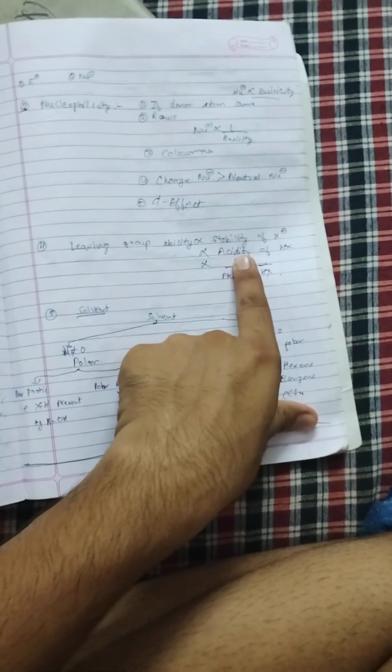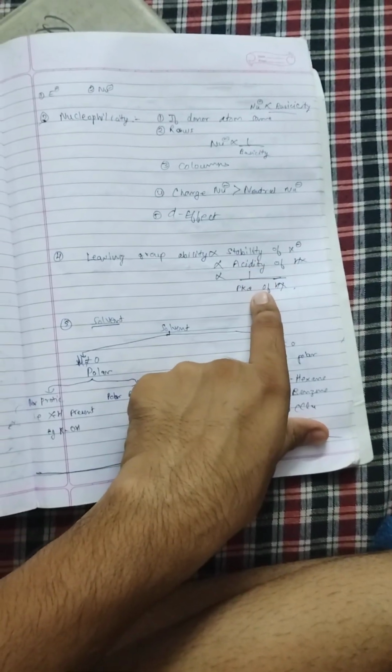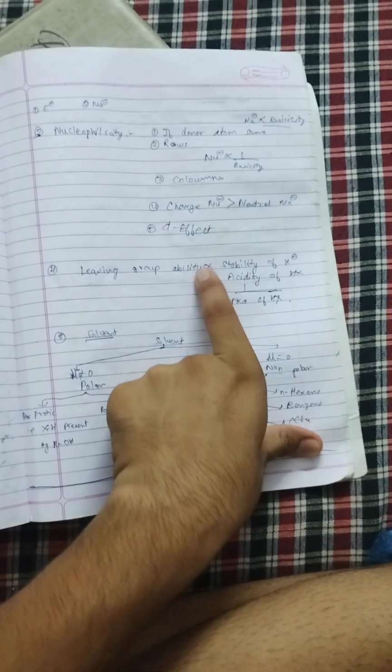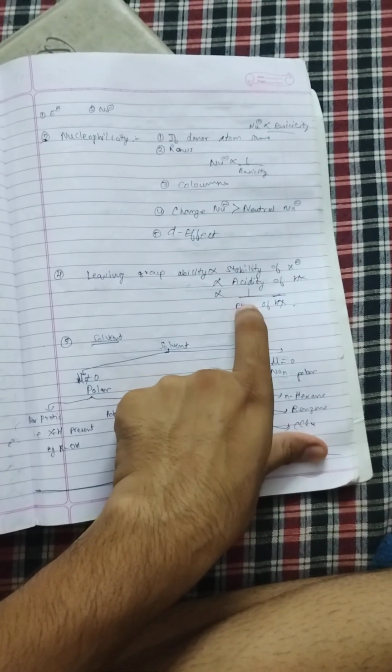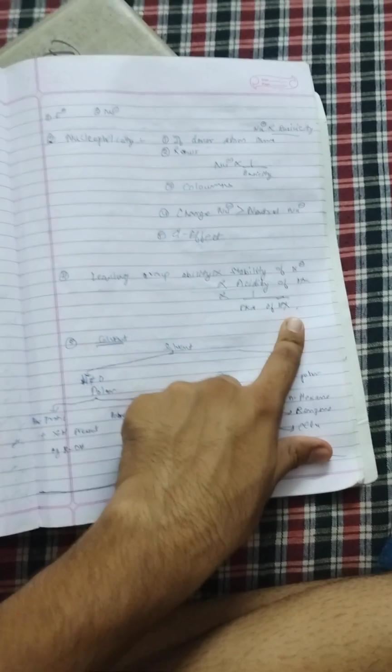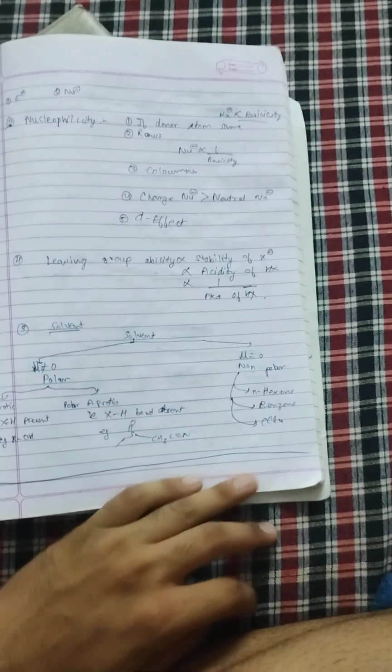So these two are connected. The more acidic, the lesser the pK value. So if it is directly proportional to acidity, it is inversely proportional to the pK value of HX. I hope you can understand.